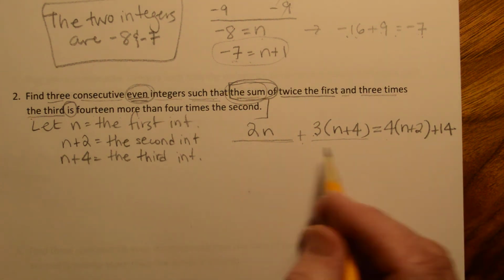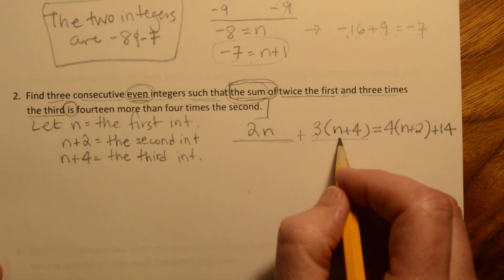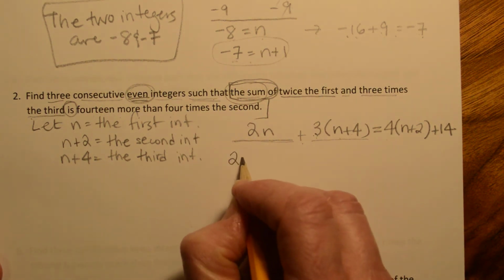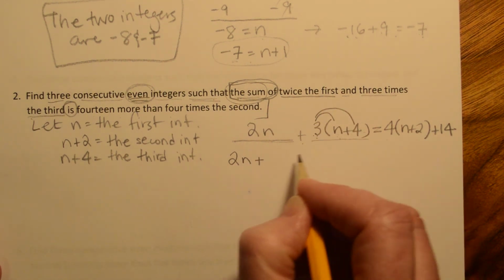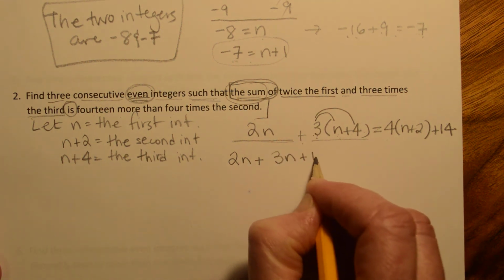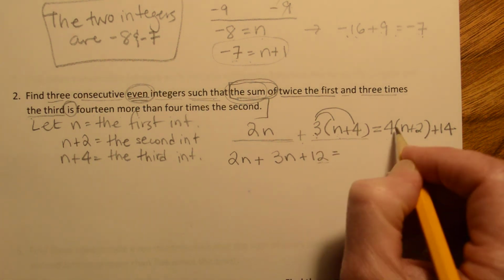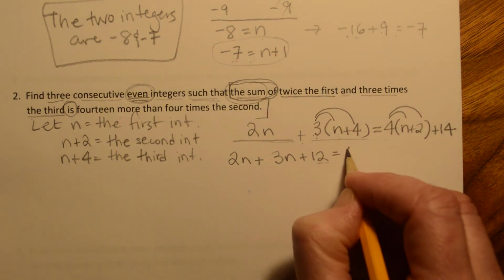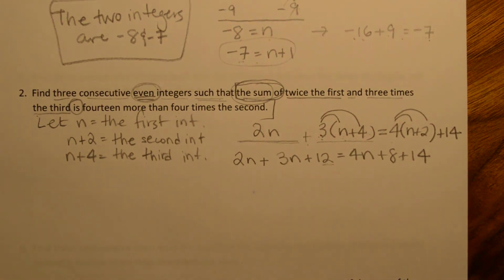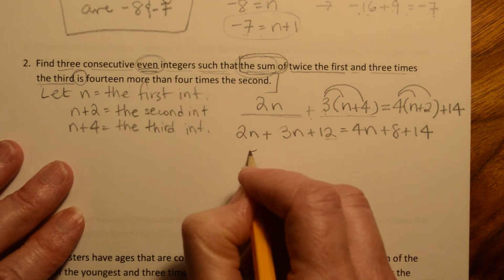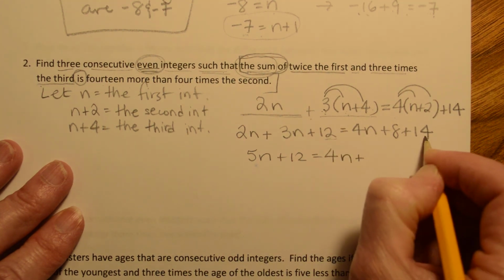All right, this one's a little bit more challenging to solve because we have to use distributive properties. So remember, that's our first step in solving algebraic equations. So leave the 2n here plus, all right, this means multiply the 3 by each thing in here. So this is 3n plus 12. Please don't say 3n plus 4 because we have to do the 3 times 4 equals, and then we've got to distribute here, 4n plus 8, and then plus this 14. Okay, then this becomes 5n plus 12 equals 4n plus 22.